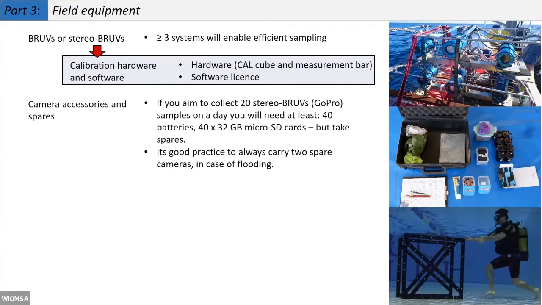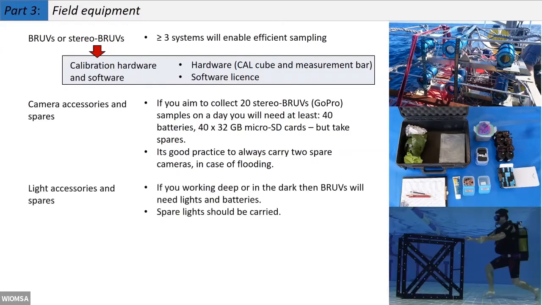In addition to the cameras that are already in the BRUVs, you should always carry a couple of spares. Although the housings don't often flood, it does happen, and having spare cameras will ensure that you can always keep your BRUVs in the water. Depending on how many samples you plan to collect, you'll need batteries and SD cards for each camera on each deployment. Alternatively, you can set up your cameras with additional battery packs and large SD cards and keep them in for the full day. However, you do then run the risk of losing all your data if something happens to the SD card just before the end of the day.